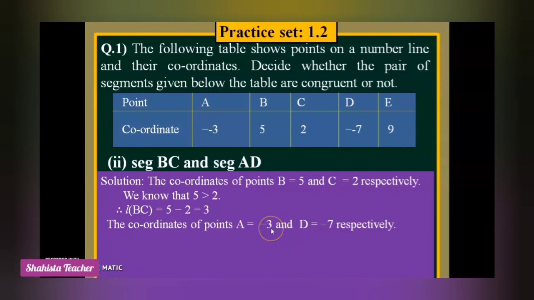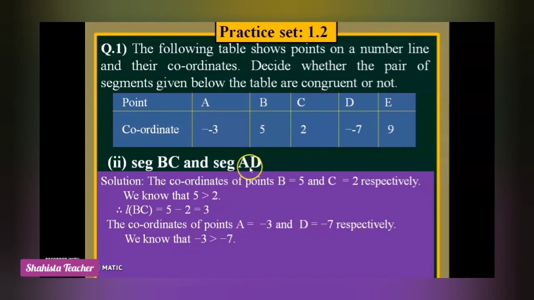So here minus 3 is greater than minus 7. Is that clear? Minus 3 is a negative number and minus 7 is also a negative number, so of the two, minus 3 is the greater number compared to minus 7. So here we will put minus 3 is greater than minus 7.